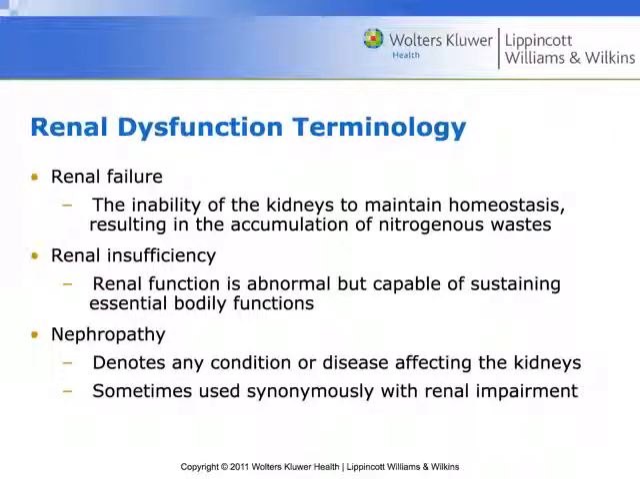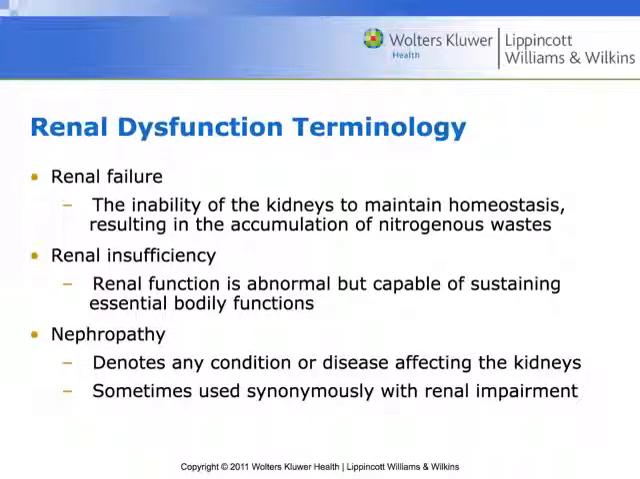Renal insufficiency is abnormal but sustaining essential body function. So renal failure, this is someone with a creatinine of 7, right? Serum creatinine of 7. They are in renal failure. Their kidneys are no longer working. It's not actually the creatinine that's causing the nephrotoxic effects, it's the BUN, the blood urea nitrogen. It's all the nitrogen that's in their blood system.